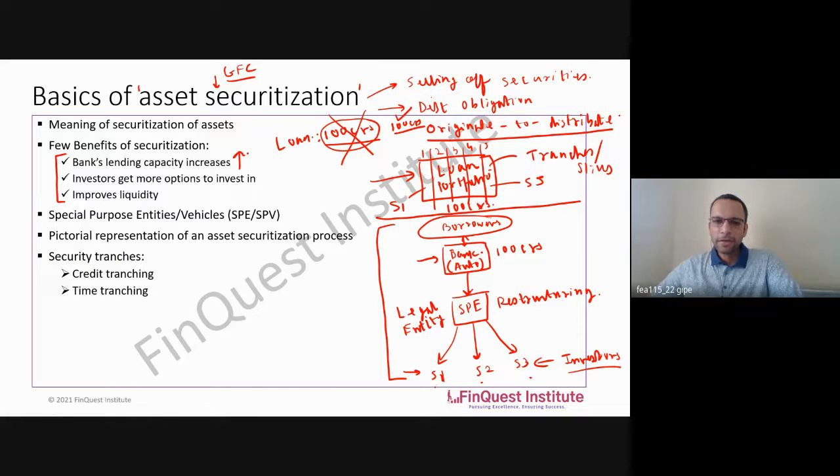So now, can anyone guess why do I need a special purpose entity? Now, the bank by itself could have issued these securities and sold to investors, but why this additional layer in between?